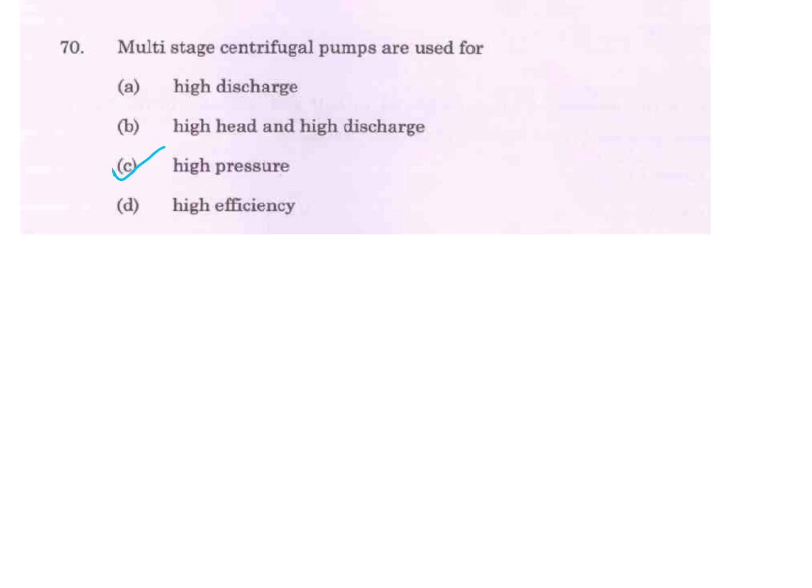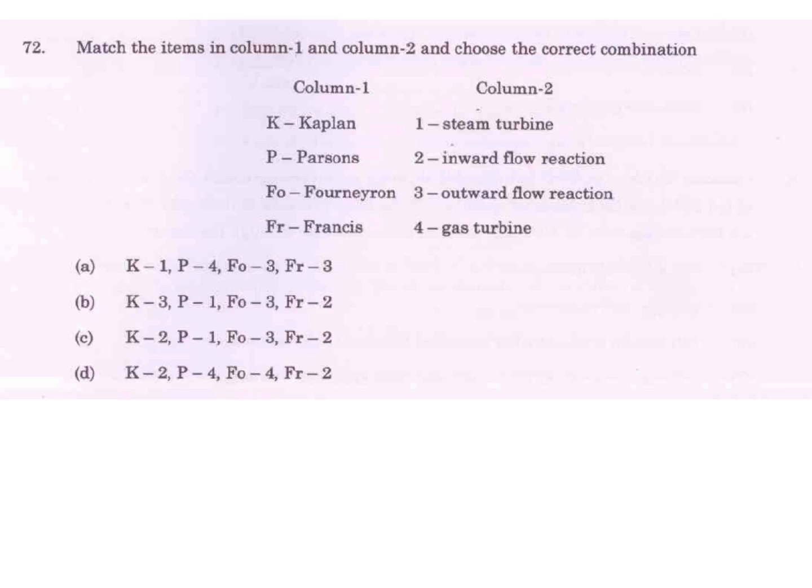Match the items in column 1 and column 2 and choose the correct combination. Column 1: Kaplan turbine K, Parsons P, Furneron FO, Francis FR. Column 2: 1 steam turbine, 2 inward flow reaction turbine, 3 outward flow reaction turbine, 4 gas turbine. We know P, Parsons, this is steam turbine. Francis is inward flow reaction turbine, FR2. So from the options, D we can cut, then A we can cut.